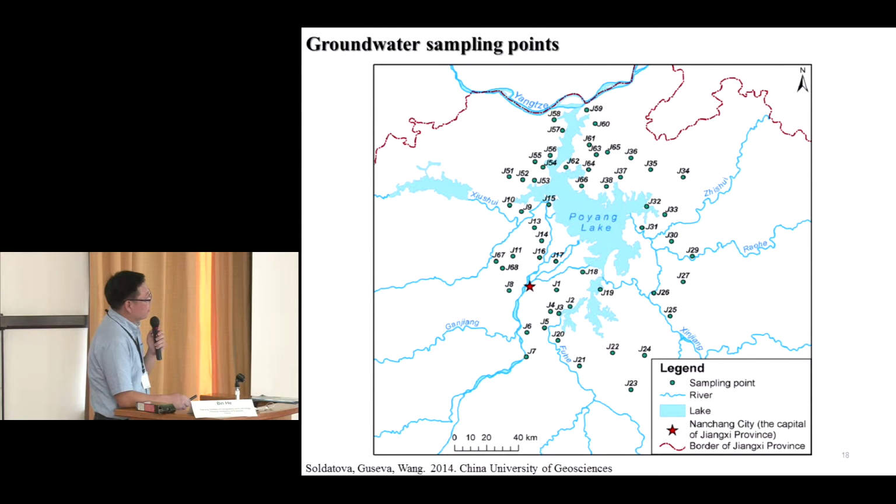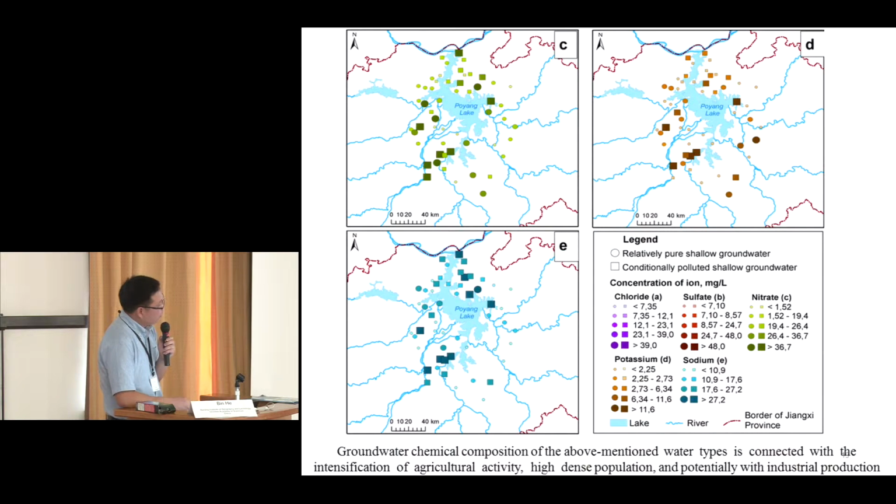And for the groundwater sampling points, we have our colleagues from China University of Geosciences. We also collect data from the whole area surrounding Poyang Lake to get ground data for chemistry. This shows the result about the water quality of the groundwater. We can see the groundwater quality has actually been highly impacted by industrial and also agricultural activities.